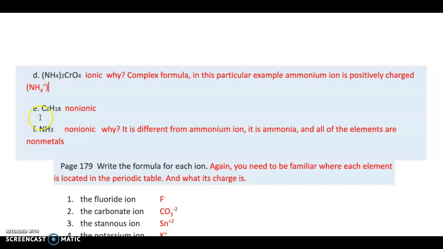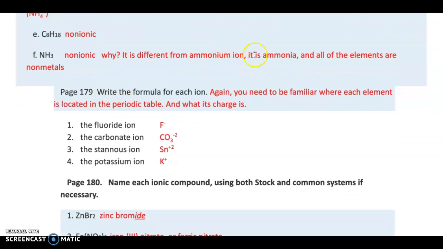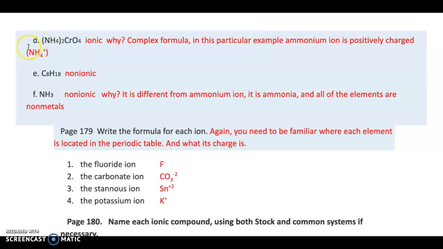Okay. This is definitely non-ionic because it has two nonmetals. Doesn't matter how many of those you have. C8H18, so this is non-ionic. Ammonia, or NH3, is non-ionic because it has two nonmetals. It's different from what you have seen. This is ammonium ion. This is just neutral ammonia. It has no charge to it.